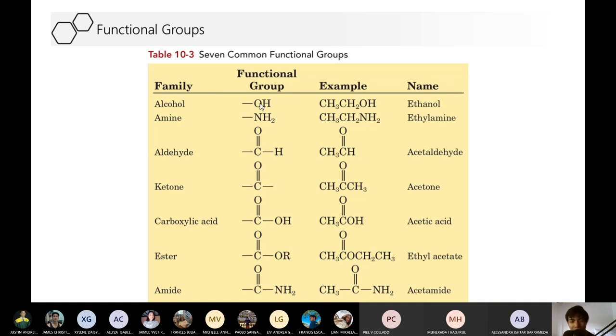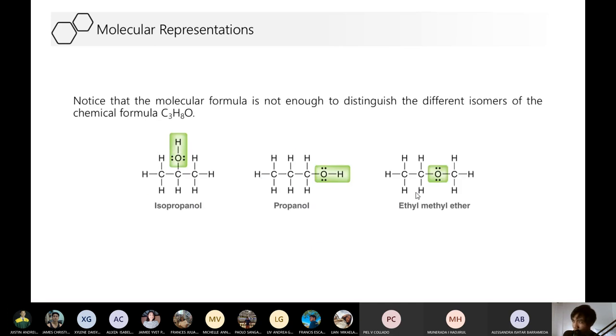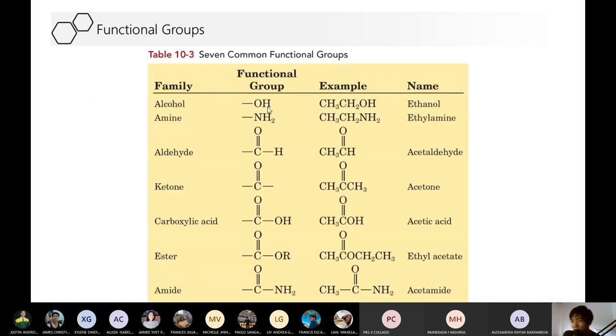So, kunwari, itong OH, magkadugtong yan. Pag nakita mo magkadugtong yan, you have alcohol. Okay? So, gaya ng sa example natin kanina. So, for example, itong OH, magkadugtong, alcohol yan. Itong isopropanol, ito yung alcohol sa bahay. Propanol yan din. Okay, so yan. Alcohol, kapag yung OH, magkadugtong by default na.